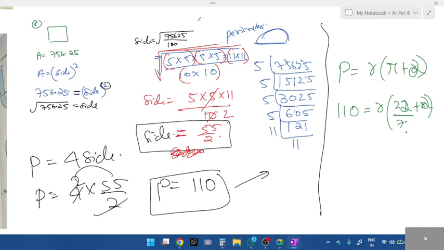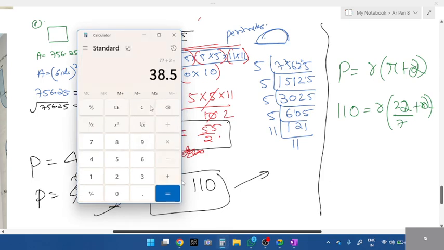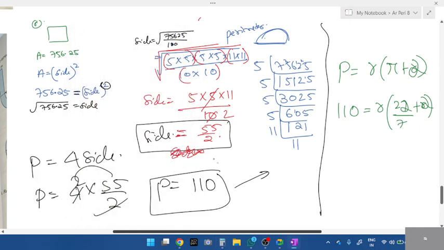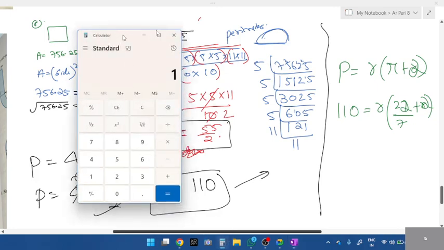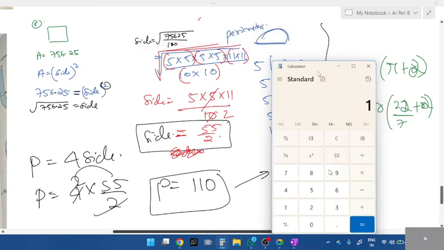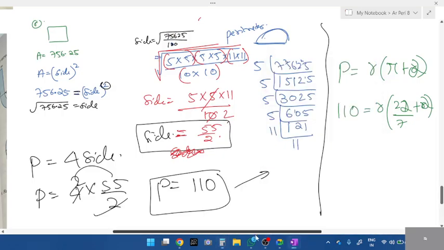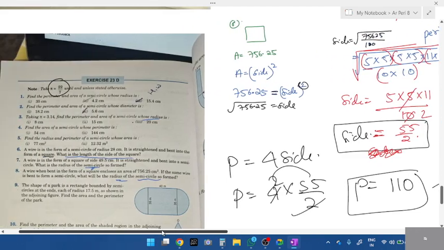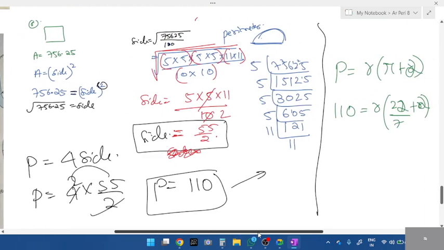What's the answer given in the textbook? Can you just tell me, students, what's the answer given? 35. How is it 35? No, no. Then we are not getting the right answer. Let me just check. Yeah, don't write it, students. Give me a minute. Let me check the question. 756.25.